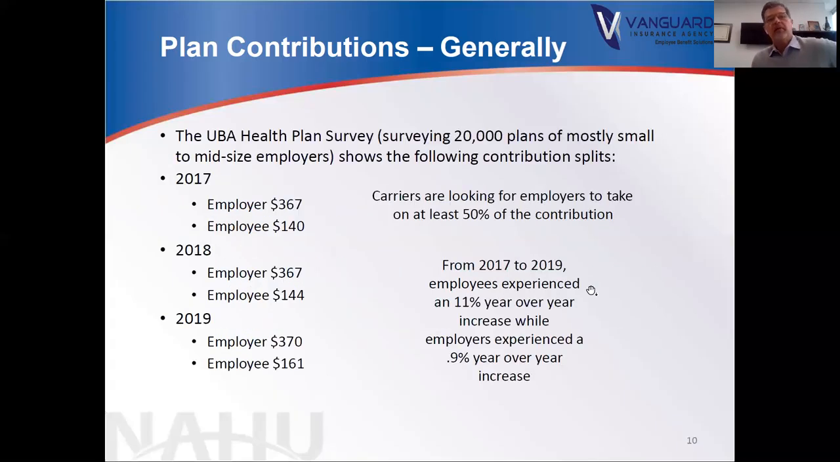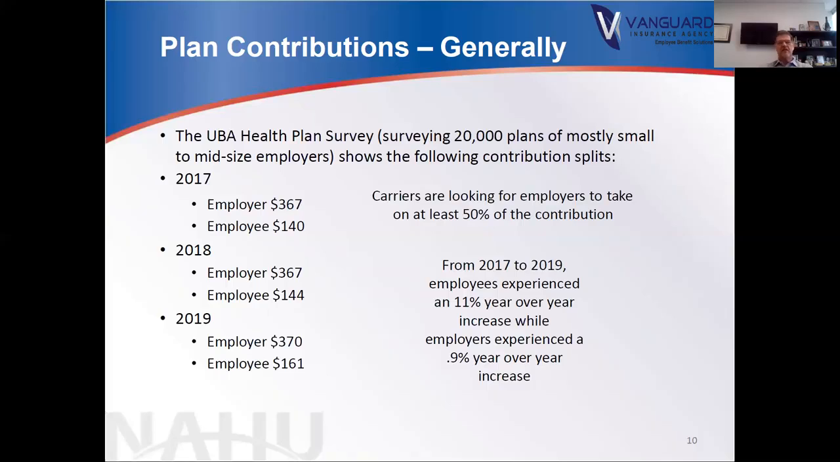So UBA is a health plan survey. They survey about 20,000 plans every year. Again, this is nationally what we're looking at. So some of these numbers might actually look pretty low. Somebody might say, hey, I want that plan. But this is a national average of employers.